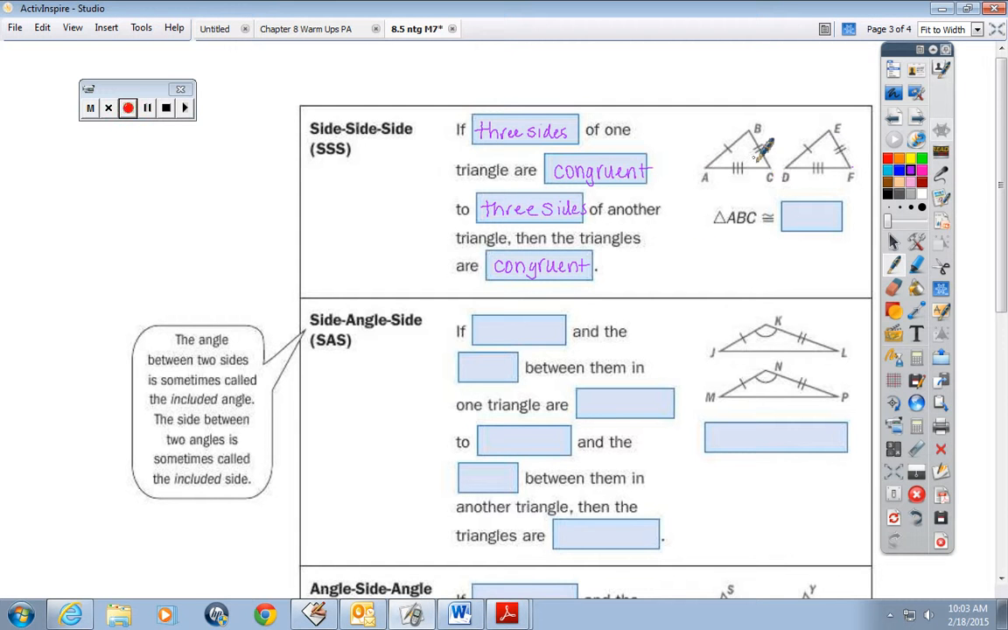Okay, now, if I was going to do the alphabetical order for the other triangle, it would be D, E, F. So A and B correspond to D and E, and then B and C correspond to E and F, and then A and C correspond to F and D. So I can see that because the notches match, these triangles are congruent. Okay, use that little sign right there. So ABC is congruent to DEF because of the side, side, side. Now, the next one we have is side, angle, side.